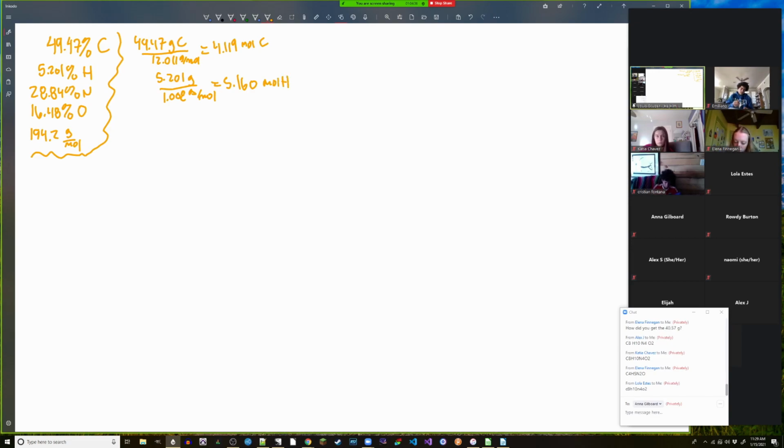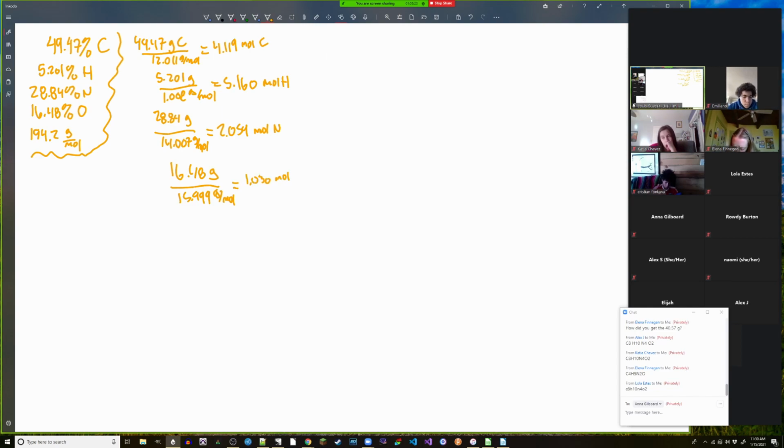Elena, that is the empirical formula, so you're almost there. 28.84 grams of nitrogen over its 14.007 grams per mole gives us 2.059 moles of nitrogen, and 16.48 grams of oxygen divided by its 15.999 grams per mole gives us, it's like 1.030 moles of oxygen. So those are our moles.